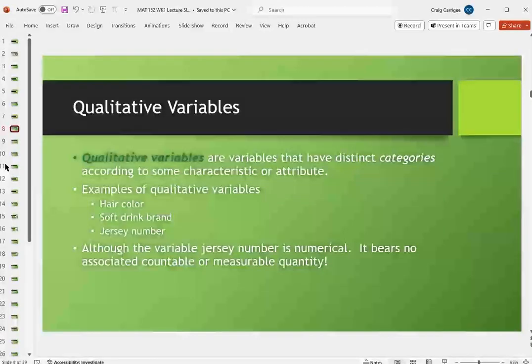The first type out of the two are called qualitative variables. These are variables that measure categories, some characteristic or attribute about something in a population. So hair color, particular soft drink brands, even something like a jersey number in a sports team, right? This would be a categorical variable, or it would be a qualitative variable because the number doesn't really represent anything. It's numerical, but that number doesn't represent anything that we actually measured. It just represents a person, right? And that person would be a distinct characteristic. It'd be different from another person.